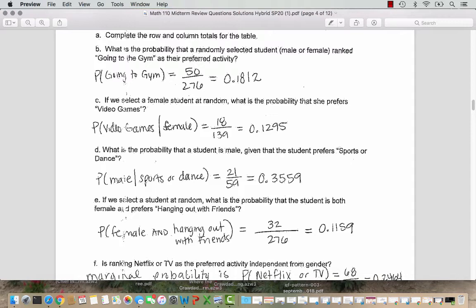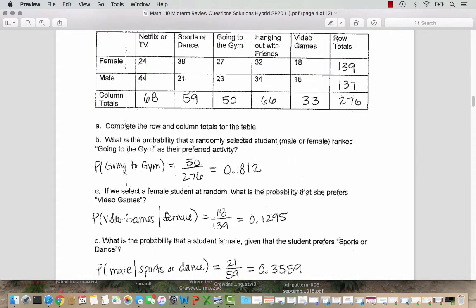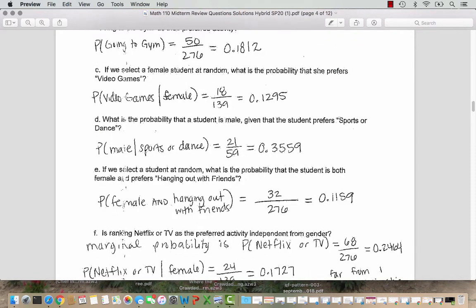And then of those 59, 21 are males. So you can see we just looked right at that sports or dance column to get these numbers, 21 over 59. And then as a decimal, that would be 0.3559.